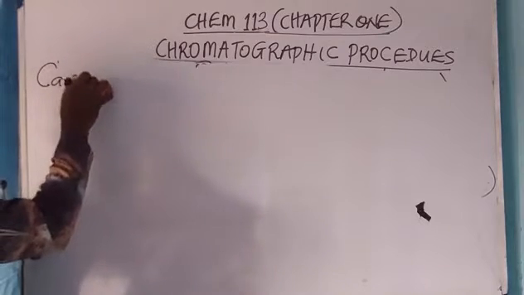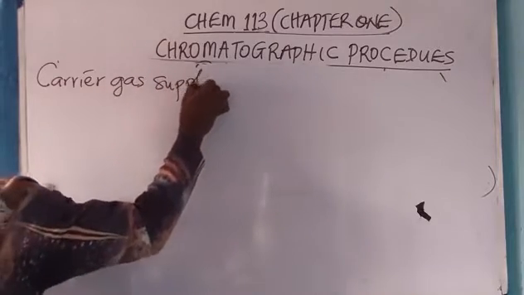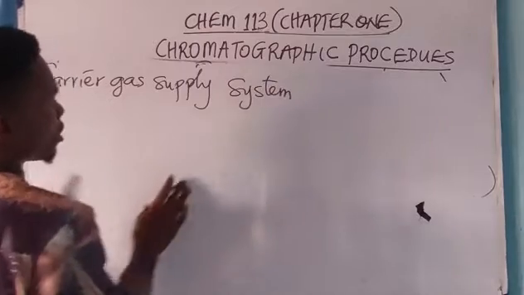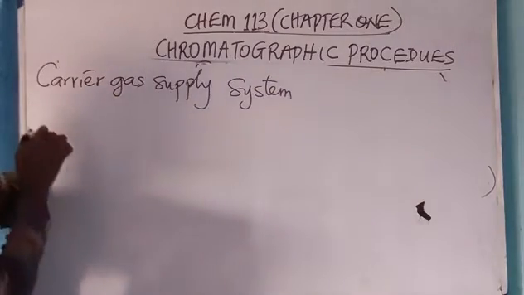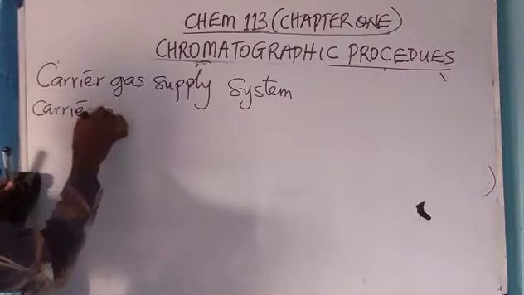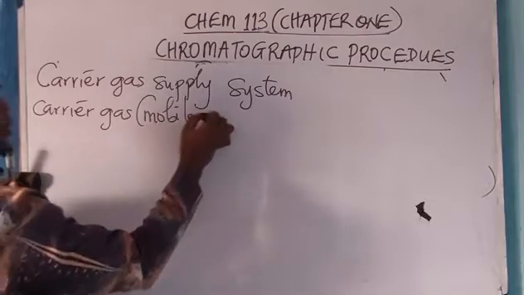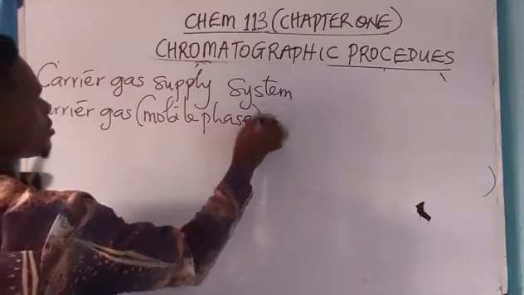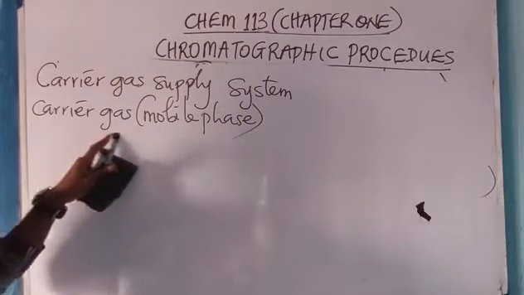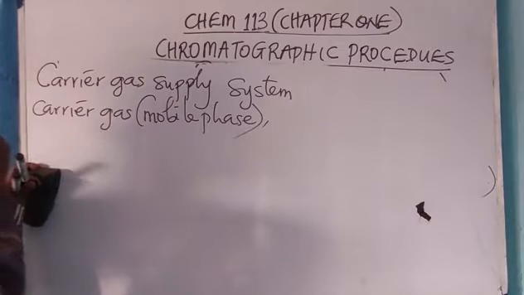Now, the carrier gas supply system has its mobile phase as what? A carrier gas. The carrier gas is the mobile phase.